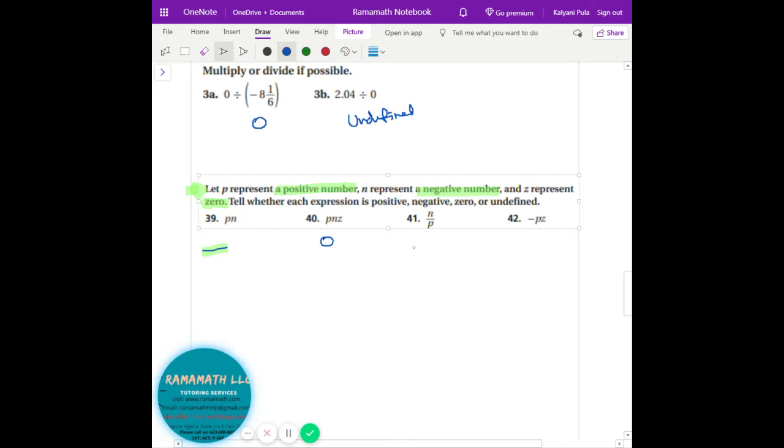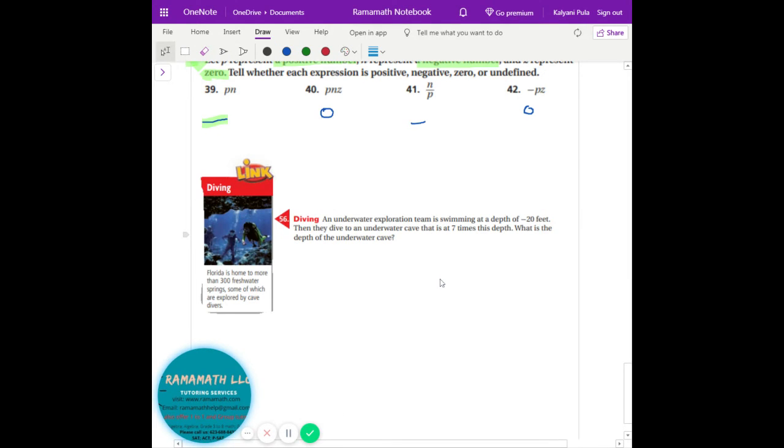41 is negative. That's good. 42. 0. 0. Okay, because there is a 0 in there, multiplying with that becomes 0. Good work. Question, loud and proud. Let's read this one. You're on mute.